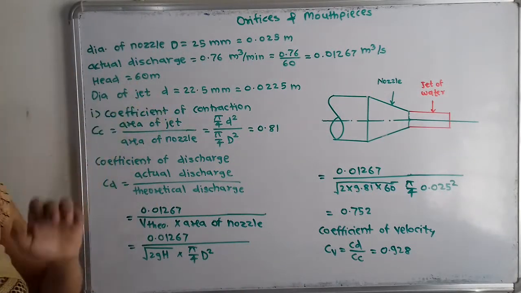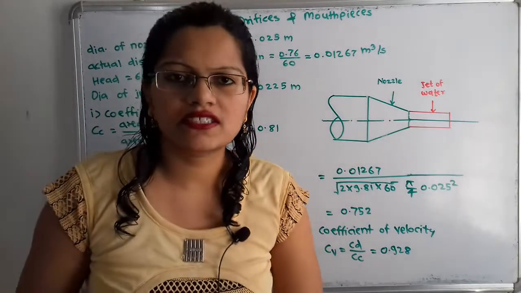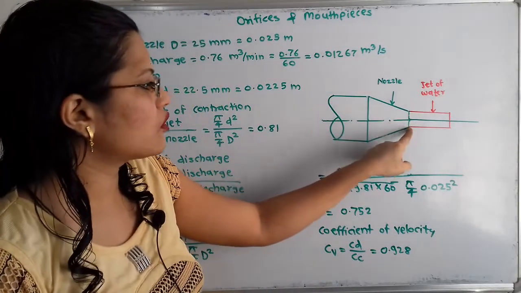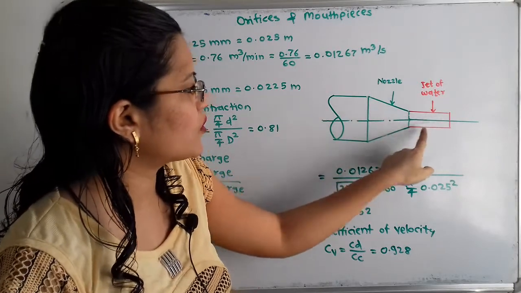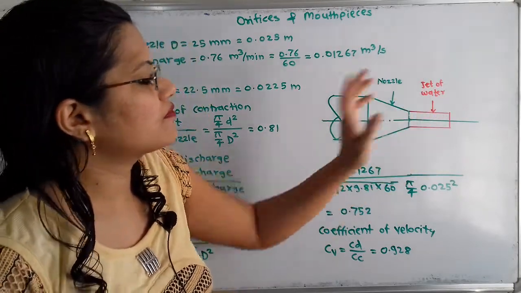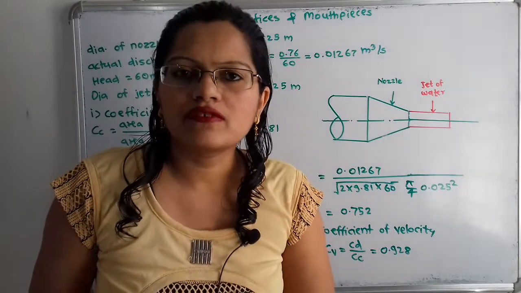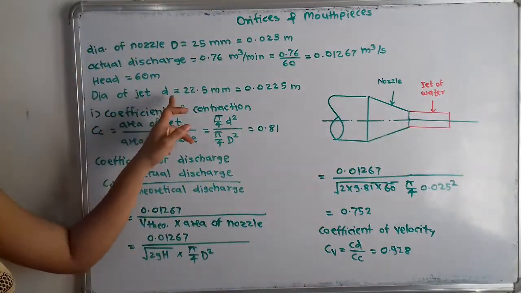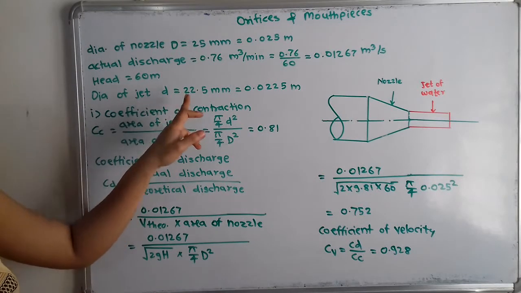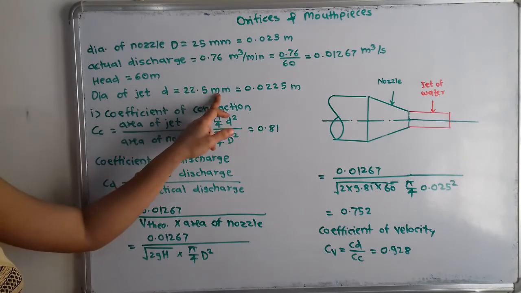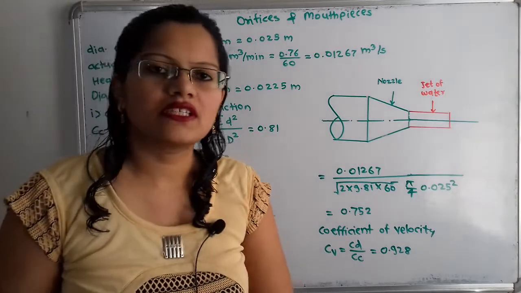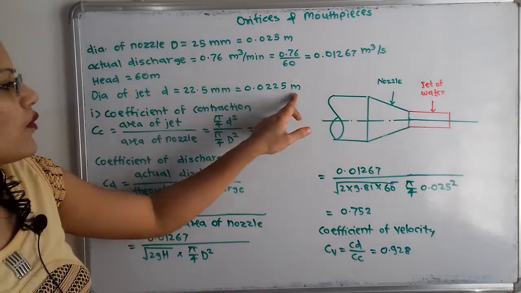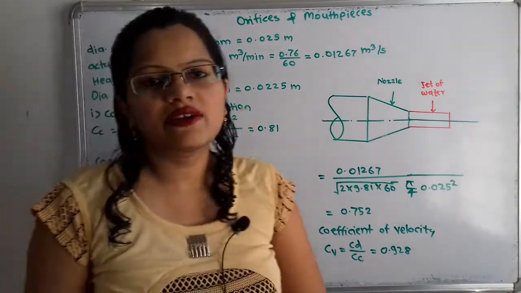Then the head is also given. So the water head is 60 meter. Then the diameter of the jet. Here from this nozzle, here is the jet of water. And what is the diameter of the jet? Here the diameter of the jet is less than the diameter of the nozzle. And the diameter of the jet, small d, we will consider as the notation, that is 22.5 millimeter. What is the standard unit? That is meter. So we will write here 0.0225 meter. So this is the given data.